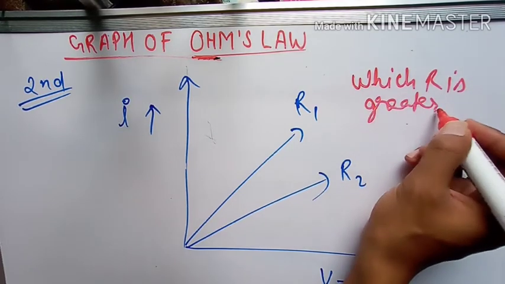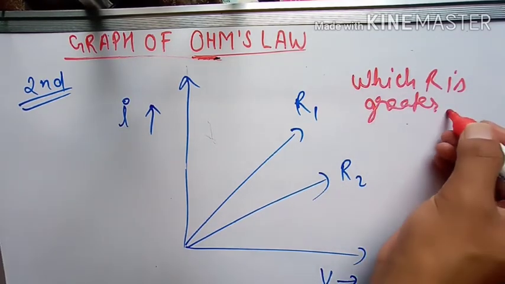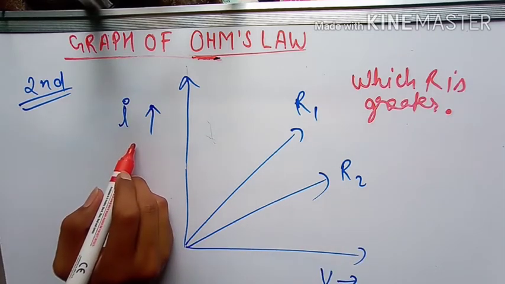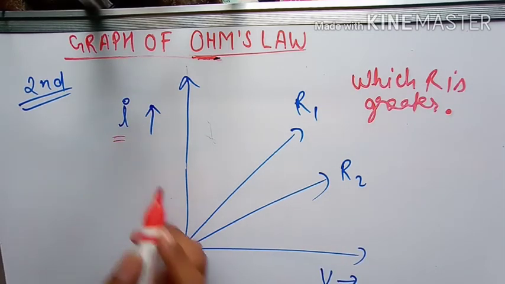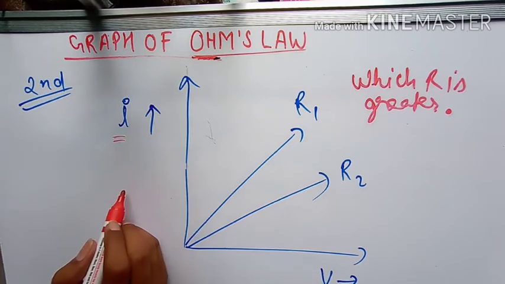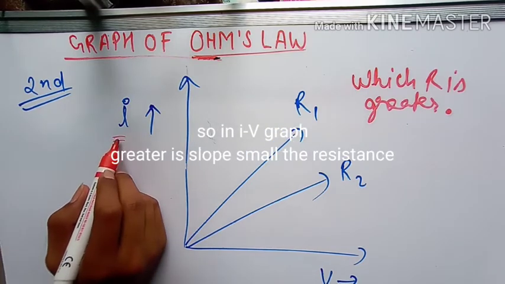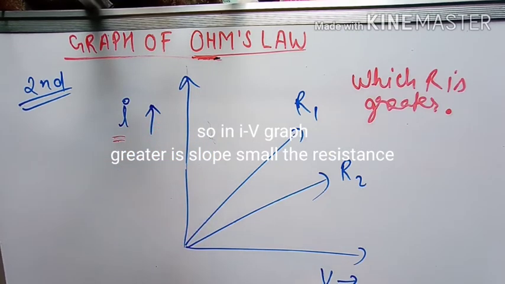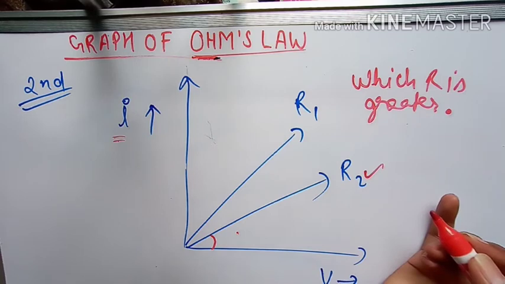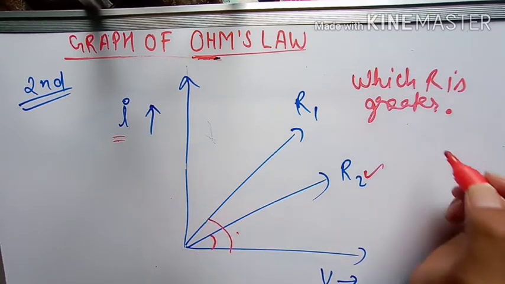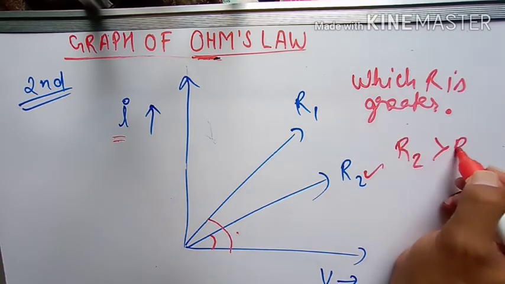So for this purpose, first of all check the graph. The graph is between I and V. Okay, the previous graph was between V and I. Now this time I have chosen I on the Y axis and V on the X axis. So our concept will be changed right now. Do you understand this? This time, the smaller the slope, the greater the value of resistance. Did you understand this? So this time R2 will be greater than R1.